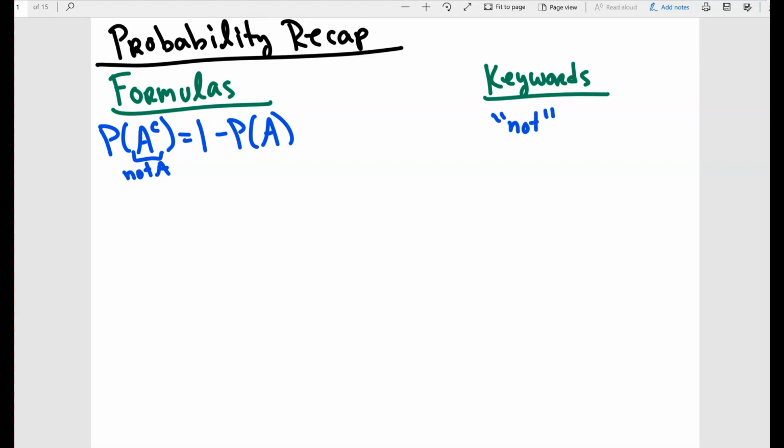Okay, so that's just very basic. Usually for this one you don't really need a formula. You just need to do it. If you read it, you can just do it in your head also. Okay, so that's the complement formula.